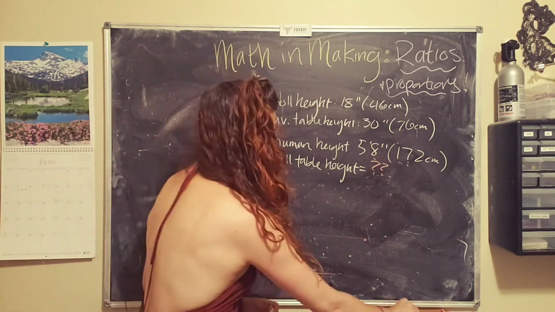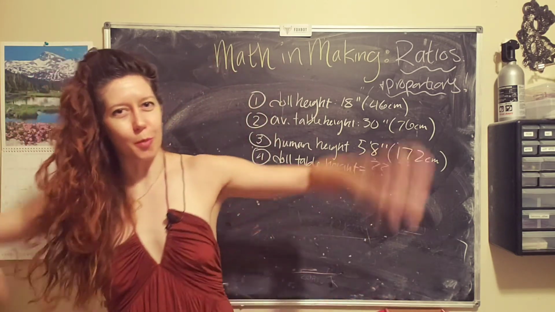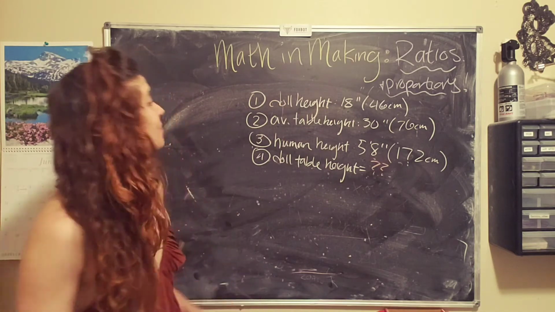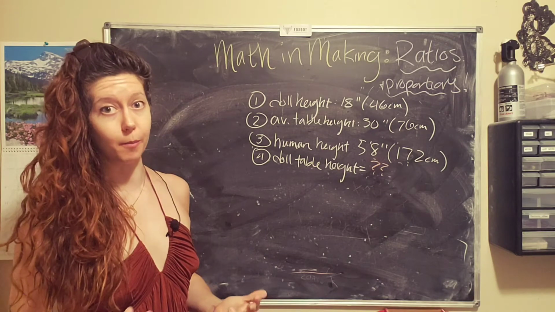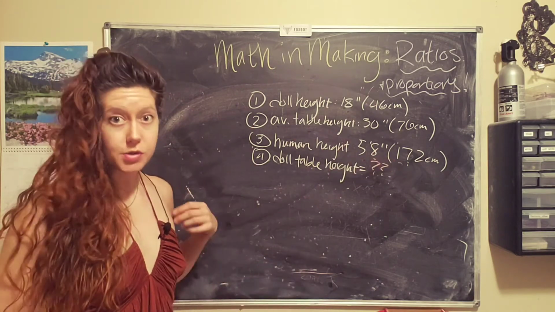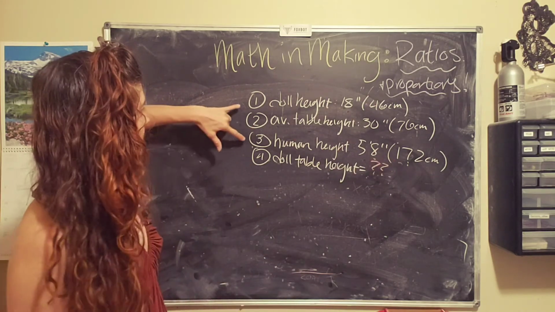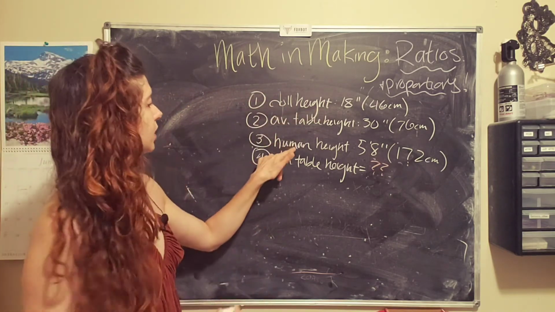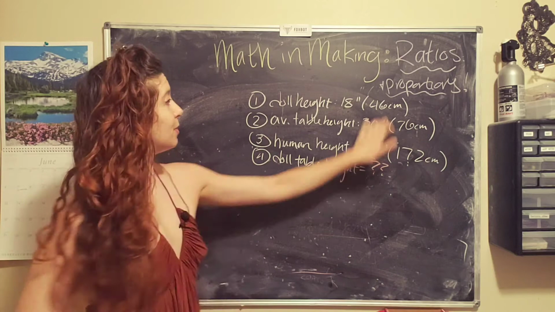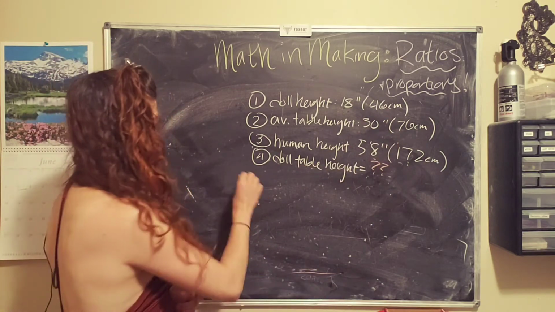This is where ratios and proportions come to the rescue. Okay, so there are always multiple ways to solve the problem. The way that my brain first looked at this was to use the ratio between the human height and the doll height. I'm going to use the metric system because I think it's easier.